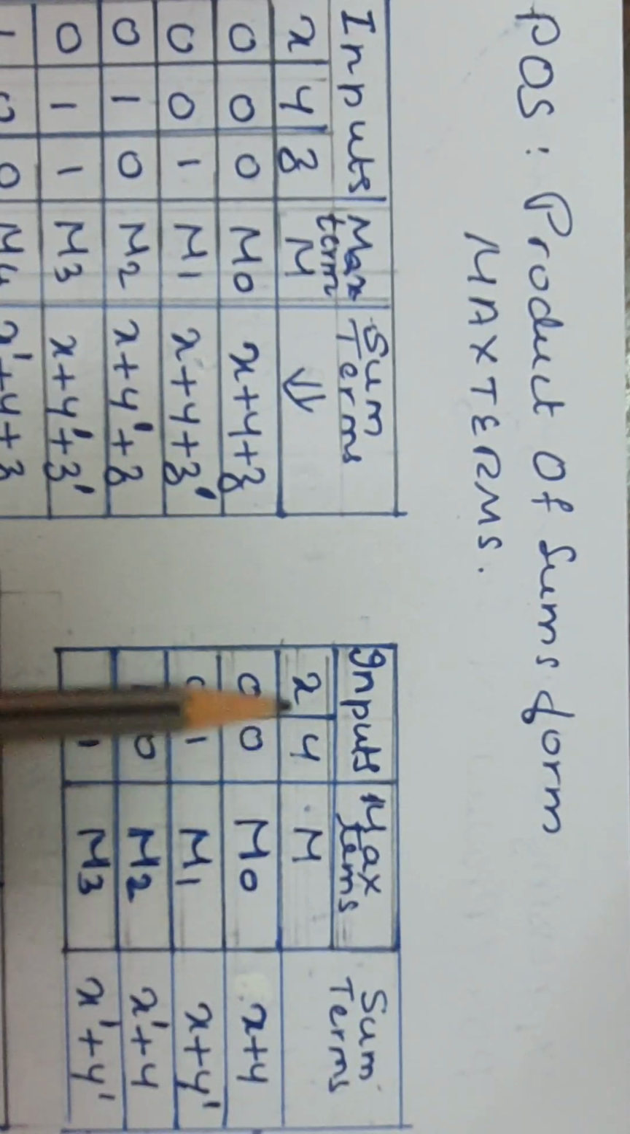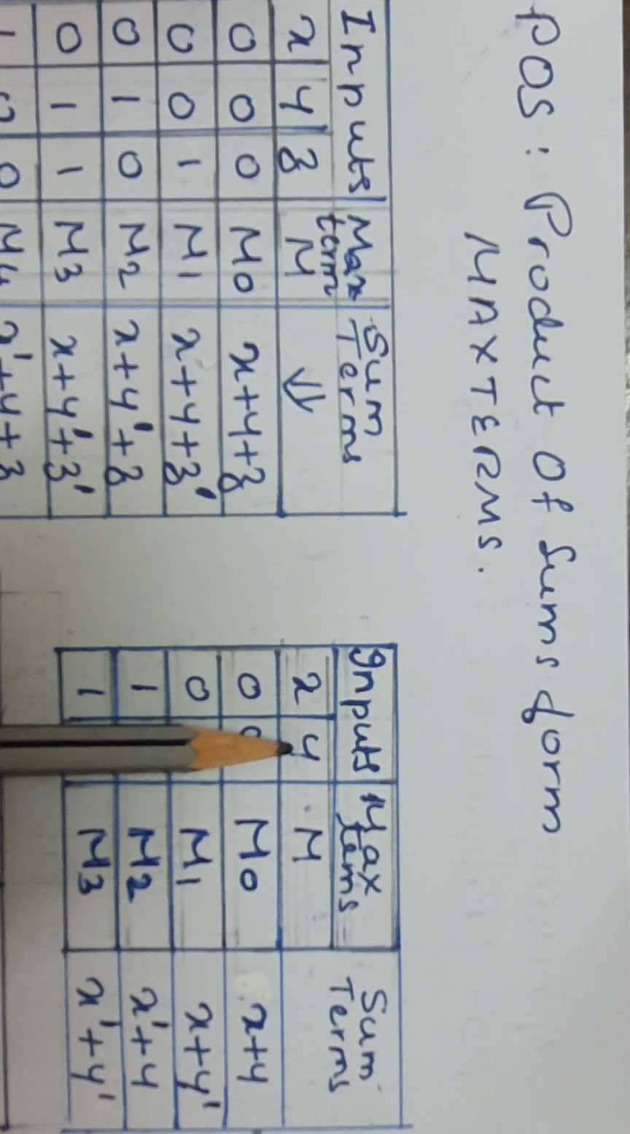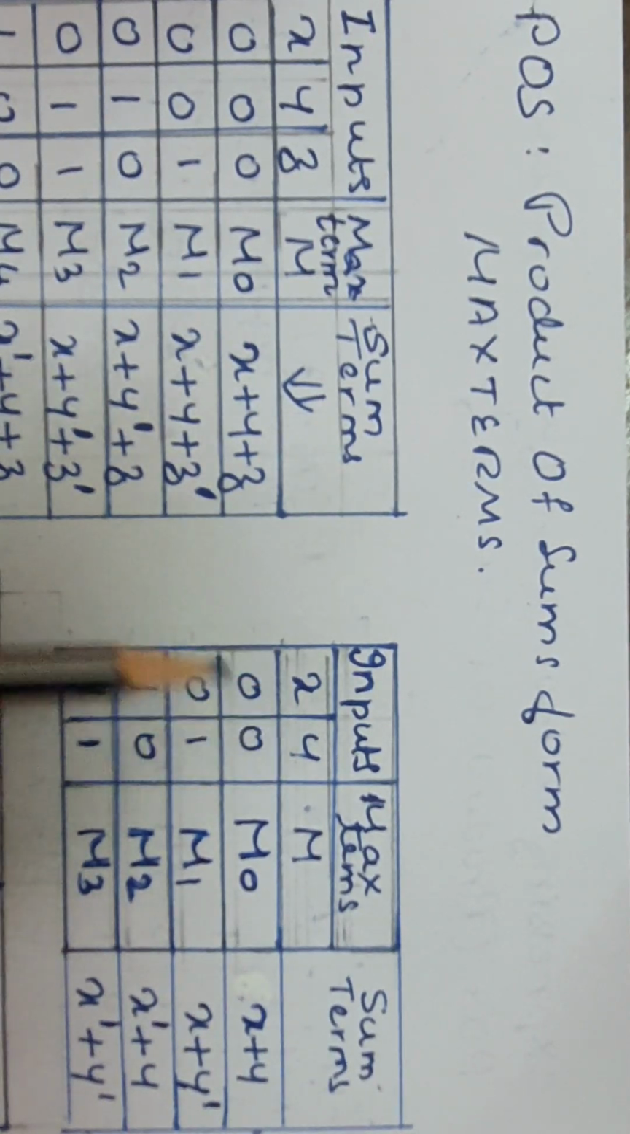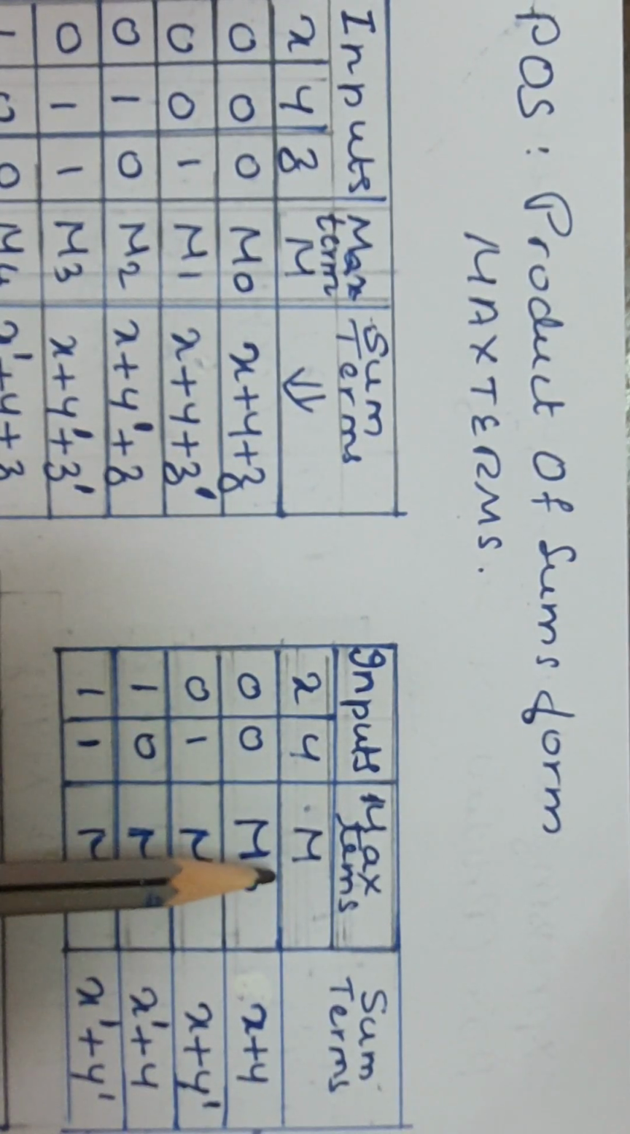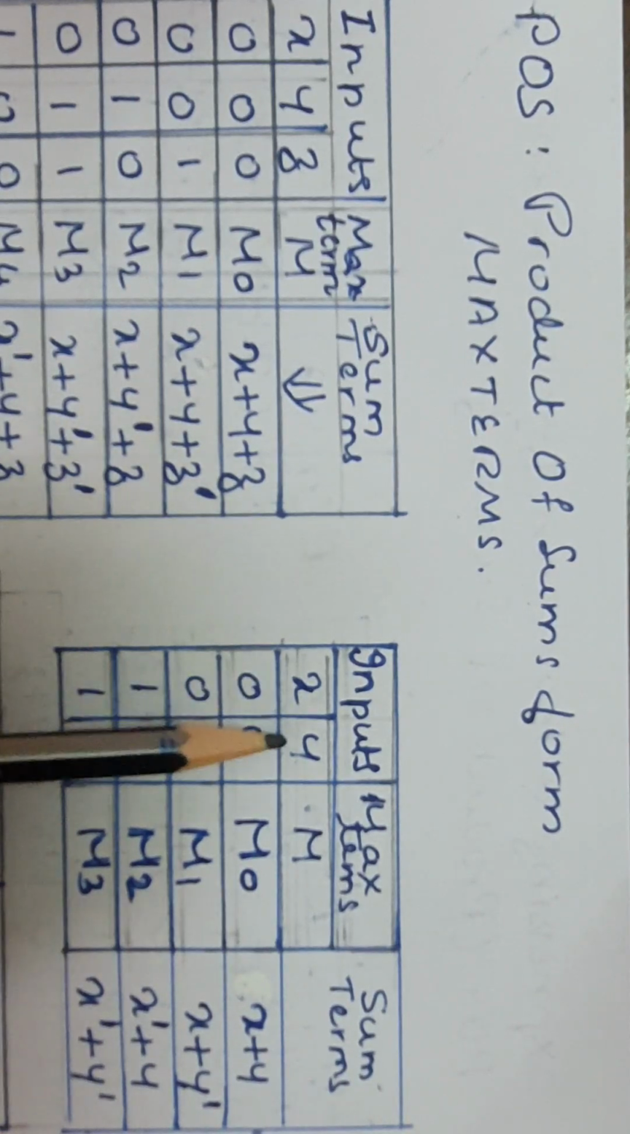If we take a two variable Boolean function, let x, y be the inputs. These two inputs can have four combinations, so four possible max terms will be there. Max terms are represented by capital letter M: M0, M1, M2, M3. So how many max terms are here? 4. For any two variable Boolean function, there can be four possible max terms.